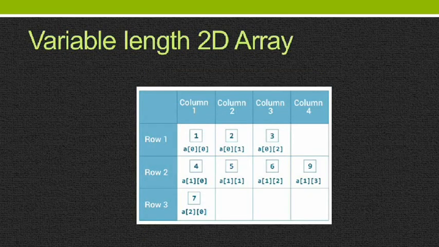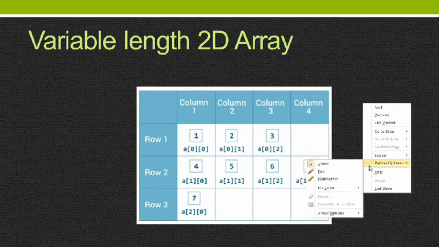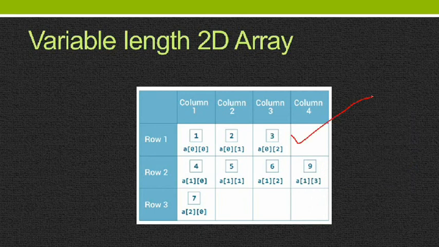Now one interesting array implementation in Java is the 2D array, that is, we may define a Java array as a variable length array. What is this? That is a variable length 2D array. Here we have seen column 1, column 2, column 3, column 4, and row 1, row 2, row 3. Now it is clearly seen that row 1 contains 3 elements, row 2 contains 4 elements, row 3 contains a single element. This kind of implementation is called a variable length 2D array.